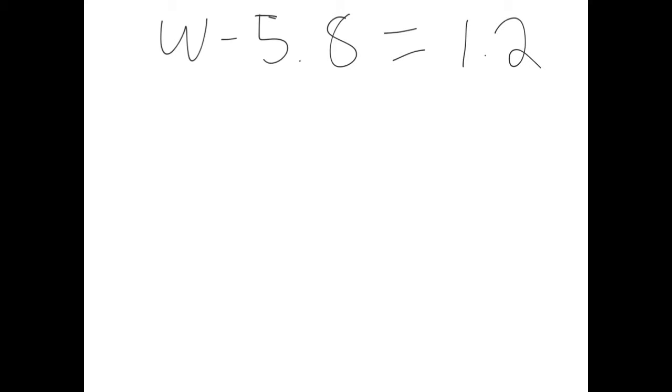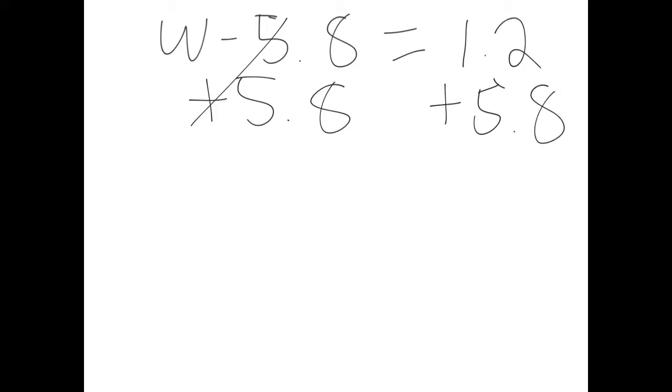So this is how you would do a subtraction equation. So you would add 5.8, and this would cancel out. And then you would add 5.8 here, and then that would be 7. So your answer would be W equals 7.